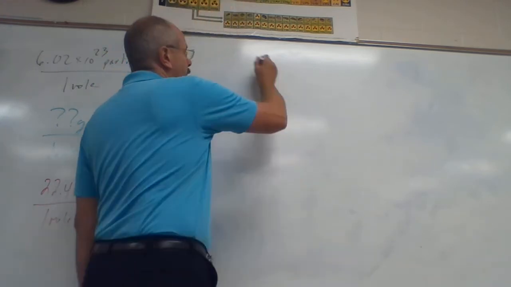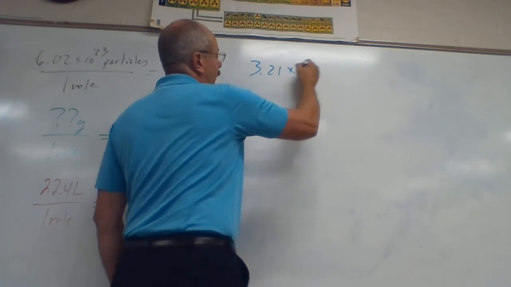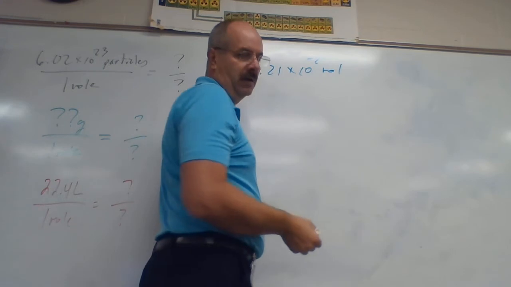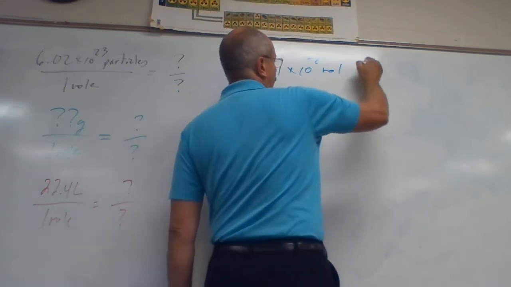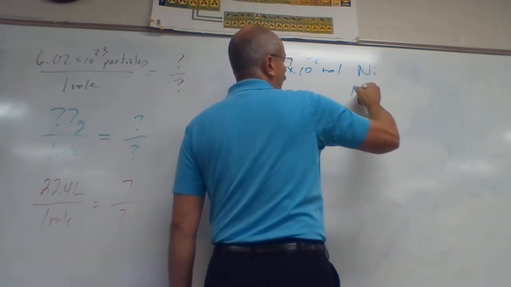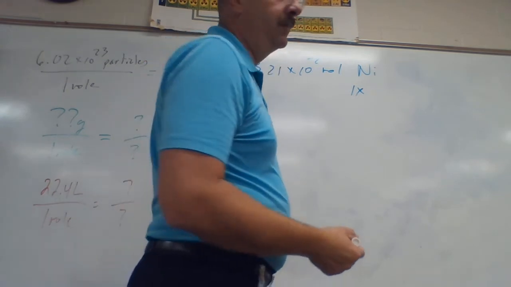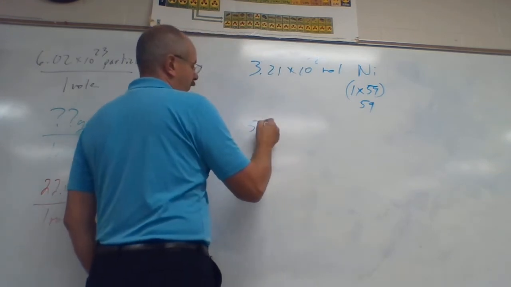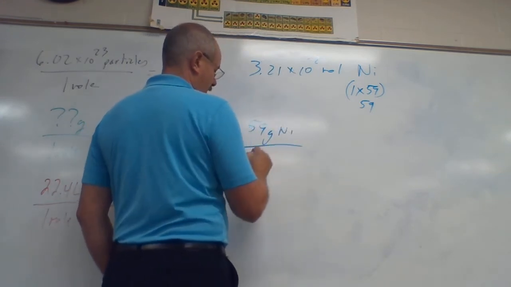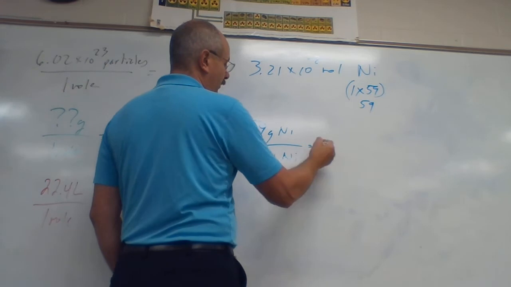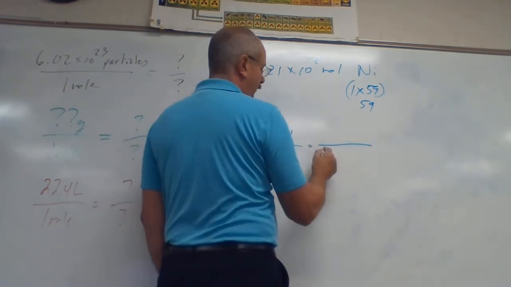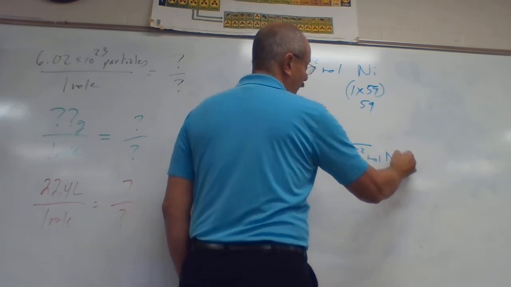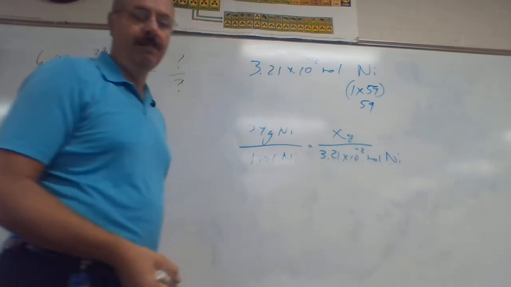Last one, we got 3.21 times 10 to the how many? -2. That's moles of Ni, nickel. So we're going to go 1 nickel times his mass, which is 59. So 59 grams of nickel if I have 1 mole of nickel. When I go to the other side and go, I don't have a whole mole. I got 3.21 times 10 to the -2 moles of nickel. We're going to find X grams of him.